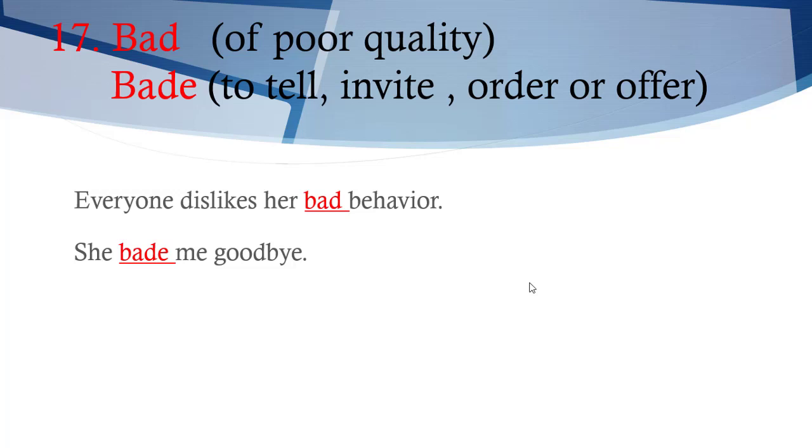At number 17, we have bad and bade. Bad is a very common word of poor quality, not good, whereas bade means to tell, to invite, to order, or to offer something to somebody. We can use the word bad in a sentence as, everyone dislikes her bad behavior. And the sentence for bade is, she bade me goodbye.